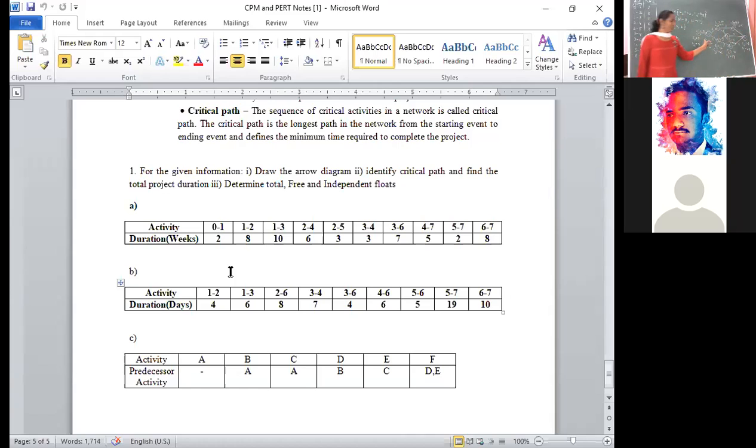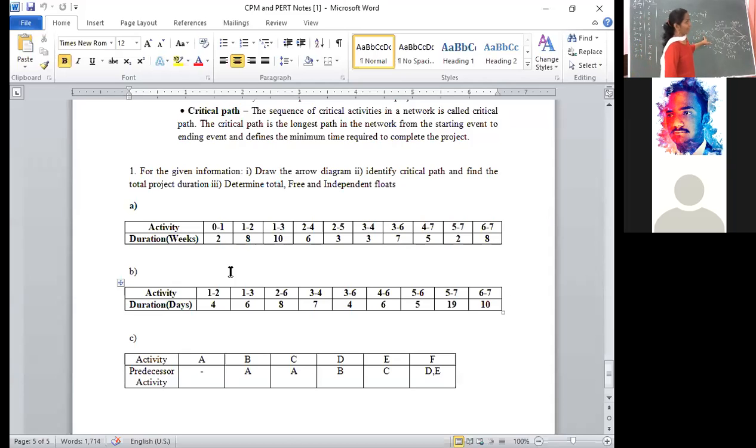If the network diagram goes wrong, even though you have computed all the values, finally you are going to get 0 marks. No sympathy at all. Understood? Okay. Yes, ma'am.